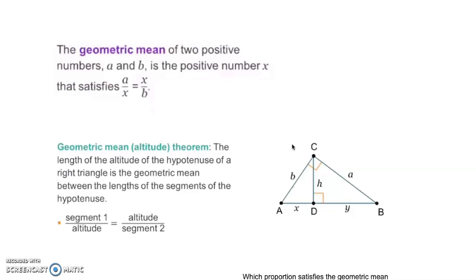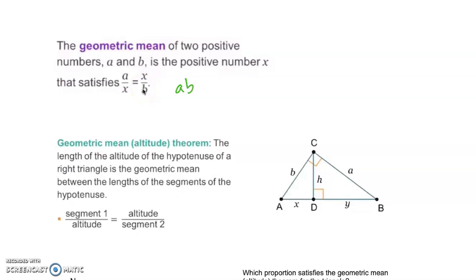So now we're going to look at another thing, the geometric mean. If we talked about the arithmetic mean, that's when we add numbers and take the average. The geometric mean is when we use multiplication. So if we have 2 numbers, A and B, the geometric mean are the 2 numbers that if we cross multiply, they're equal. So A over X equals X over B, so we would have AB equals X squared. That's the geometric mean, and we're going to use that in a couple of different ways.